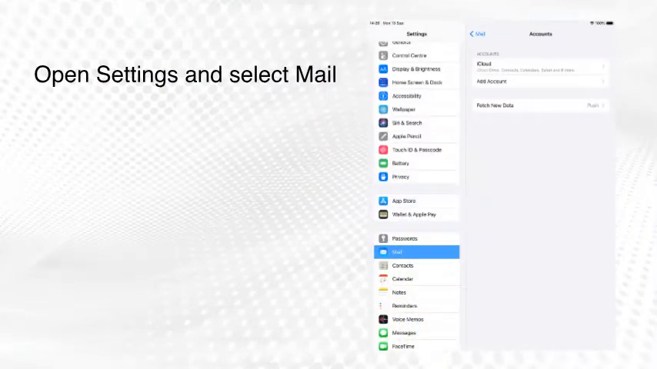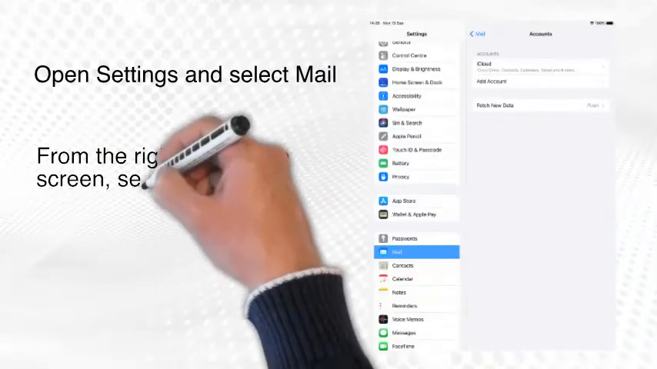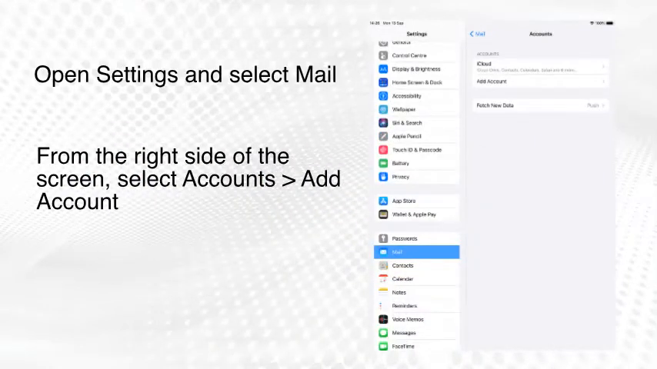To get started, from the home screen, select the settings icon. This is usually a gear icon. Within the settings, select the option for mail. On the right-hand side, select add account under the accounts section.